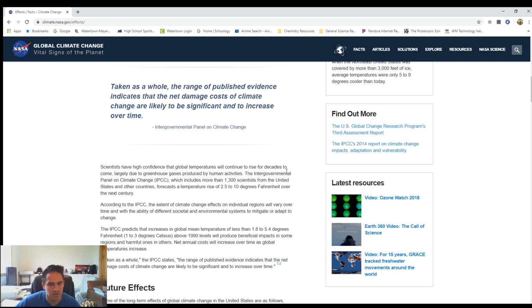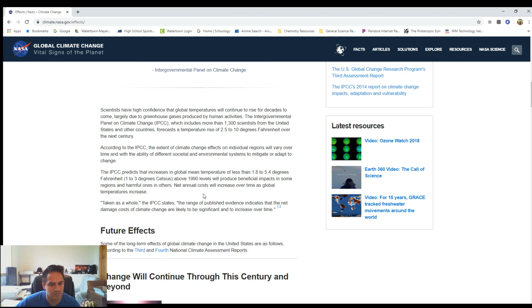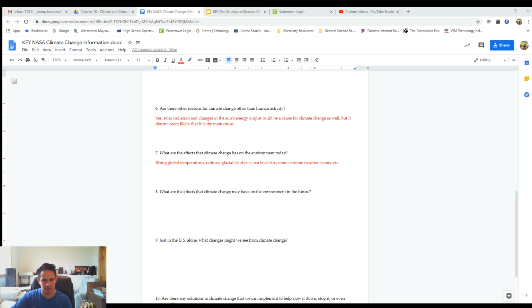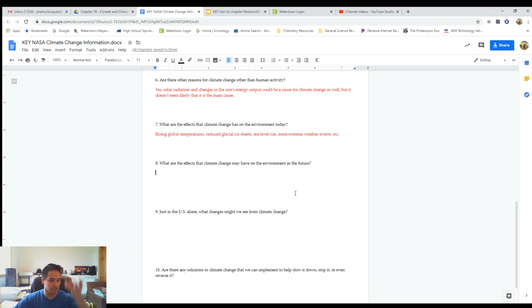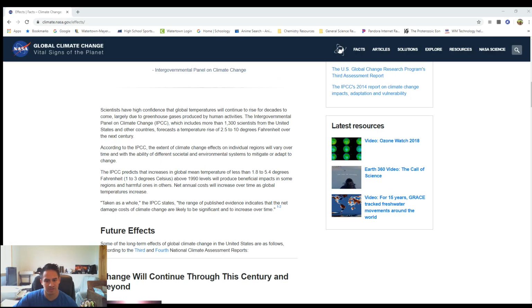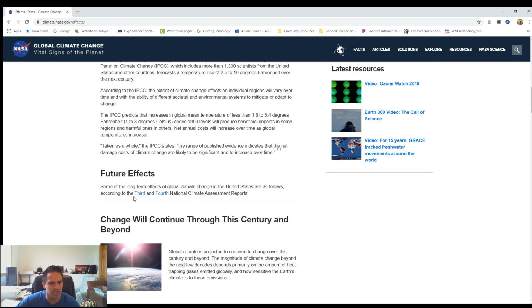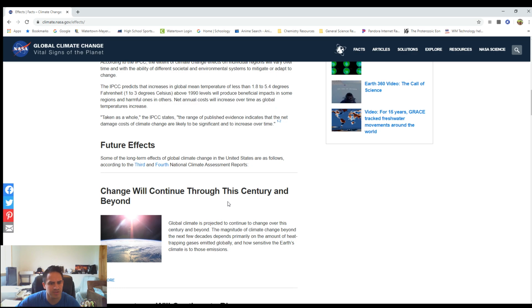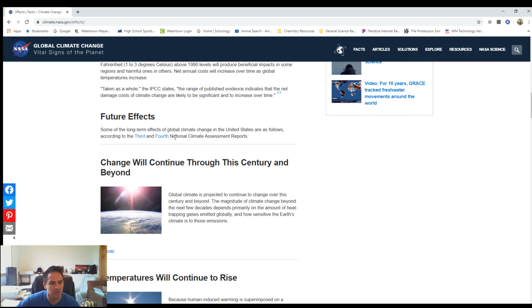Okay, so all right, future effects. All right, so let's go back to our worksheet here and read what the next question is before we keep on reading too far, because we might actually miss an answer we're looking for. What are the effects that climate change may have on the environment in the future? All right, so perfect. We're just about to read about future impacts. So let's go take a look. So future effects. Some of the long-term effects of global climate change in the United States are as follows. According to third and fourth national.